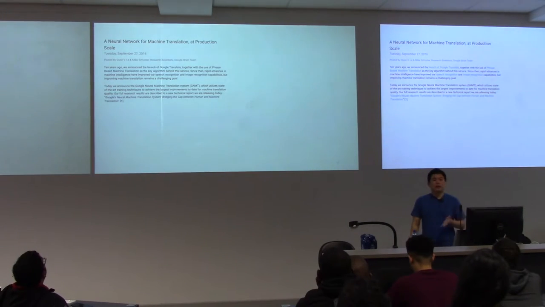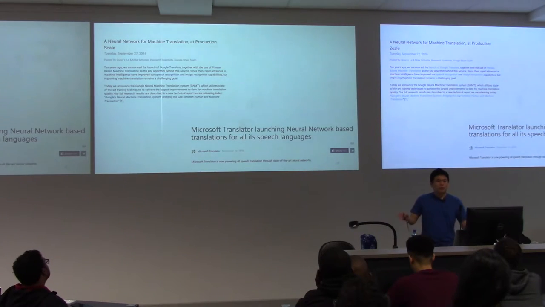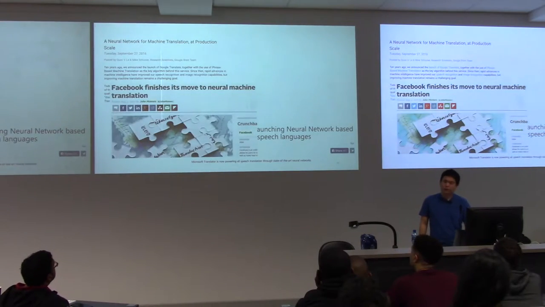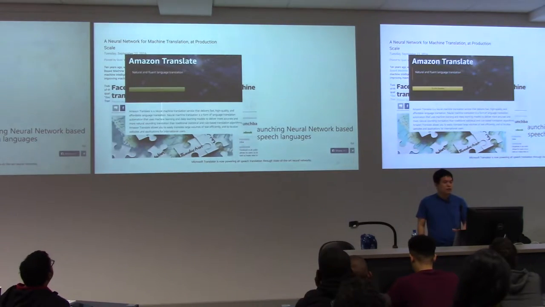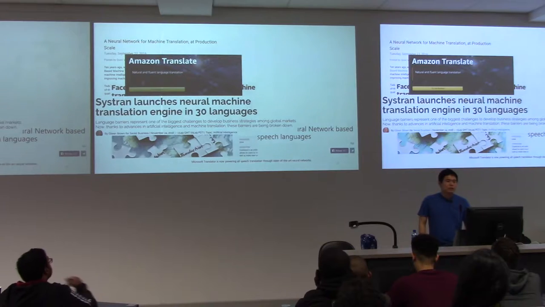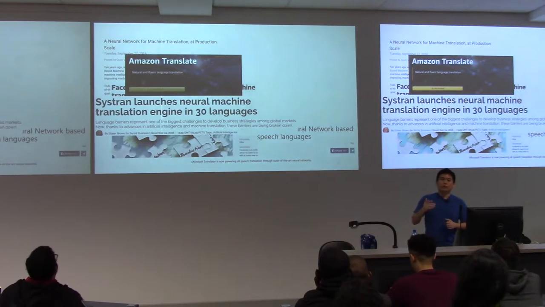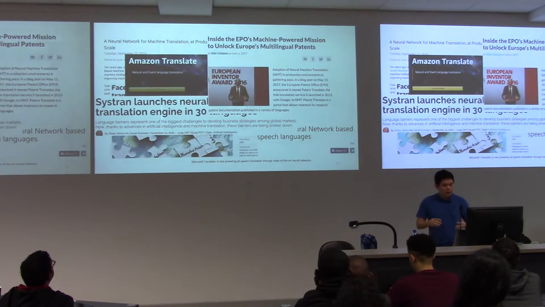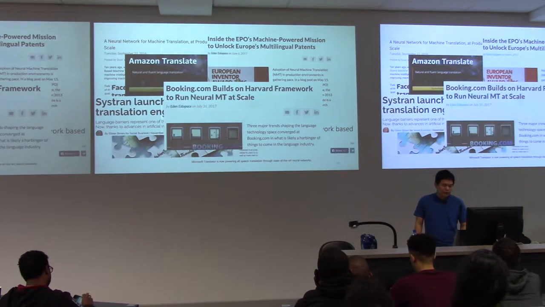As far as I can tell, they have almost fully transitioned to neural machine translation by now. And Microsoft, of course, couldn't wait, so they also started deploying neural translation. Facebook also started to do so, and as far as I can tell, has fully transitioned. Amazon provides an API for neural machine translation to AWS users. Systran is one of the oldest machine translation companies in the world. They were relying almost fully on rule-based systems until very recently, but they have almost fully transitioned to neural translation. Even the European Patent Office uses neural translation to provide patent translation services. Booking.com uses it, and so on.